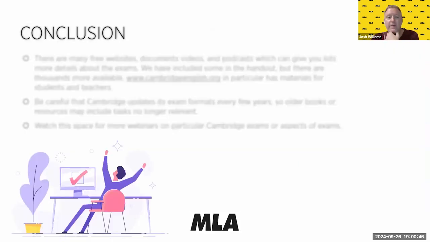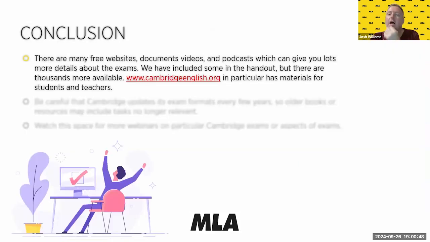Now, just coming up as a conclusion, please be aware that there's a lot of free information. It's in Cambridge's interest to distribute this information. So there's lots of documents, videos, podcasts, websites that give you information. If you go to cambridgeenglish.org, you'll find a lot of information. You can buy a lot of information as well, but a lot of the stuff on the website is free and any questions can be answered there.